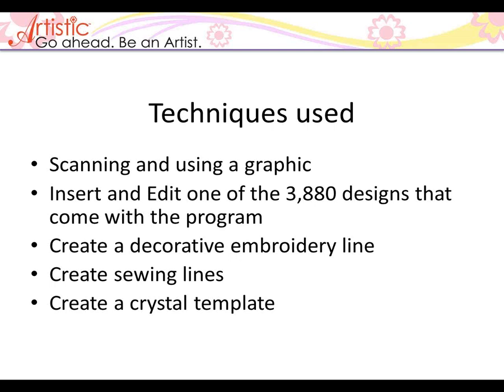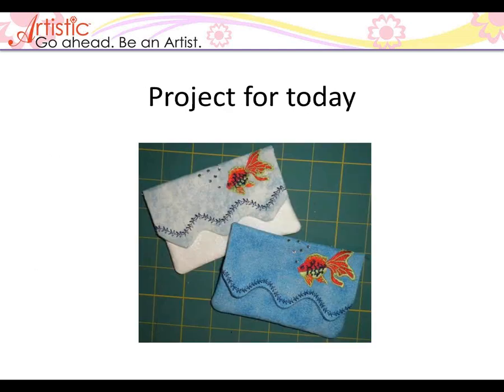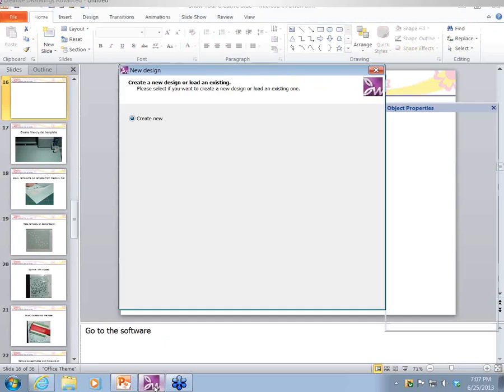We're going to create sewing lines and a crystal template. If you're like me, you love those crystals. All right, so the project for today is from the Wonder Wallet pattern by Lazy Girl. I changed a few of the things around to make it my own. So when we're working with this, you're going to see, if you have that pattern, that it's going to be just a little bit different. So I'm going to go to the software now and show you how to work through that project.